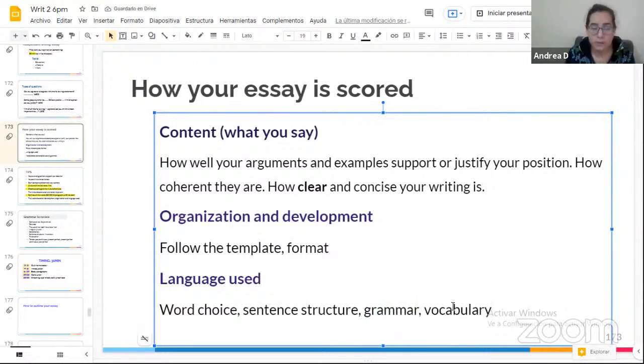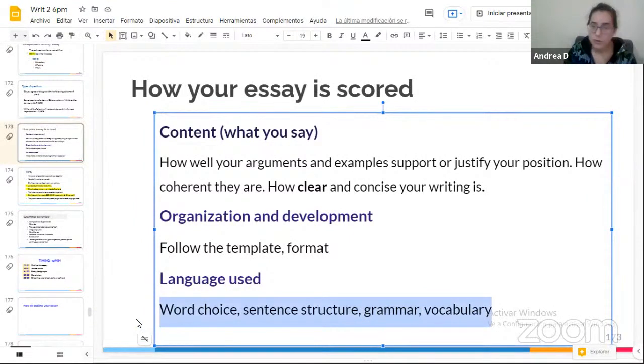So how appropriate the words you're using are, how extensive your vocabulary looks, how many grammar structures you're using, whether you're making any grammar mistakes or not. So that's why it's important to show everything you know.